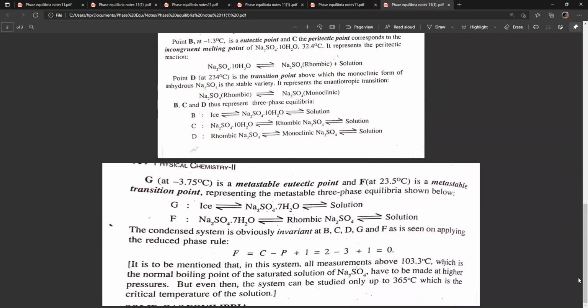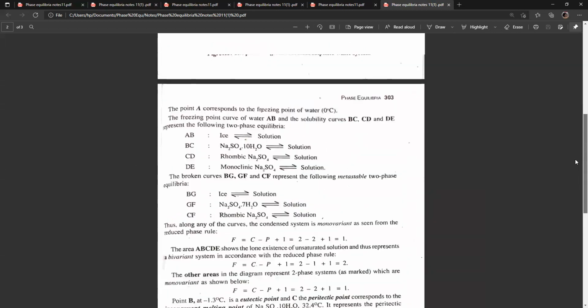At all these points, on applying the reduced phase rule, we have F = C - P + 1 = 2 - 3 + 1 = 0. Since 3 phases exist, the system is invariant. That's all about the discussion of the sodium sulfate-water system.